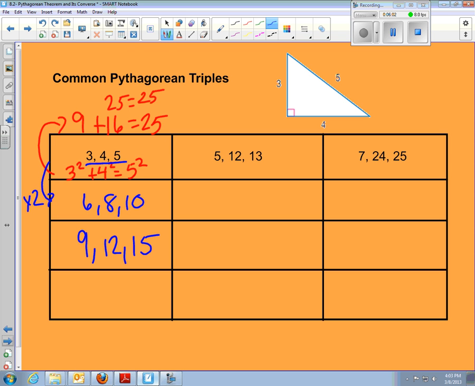What we did here was take our original numbers and multiply them by 3. So what we're saying is we could take our Pythagorean triple, and as long as we multiply all 3 of them by the same number, it's going to be a nice common Pythagorean triple.